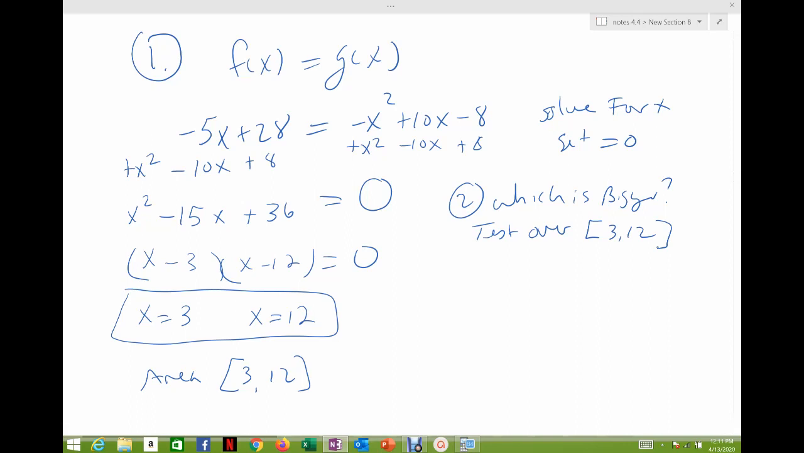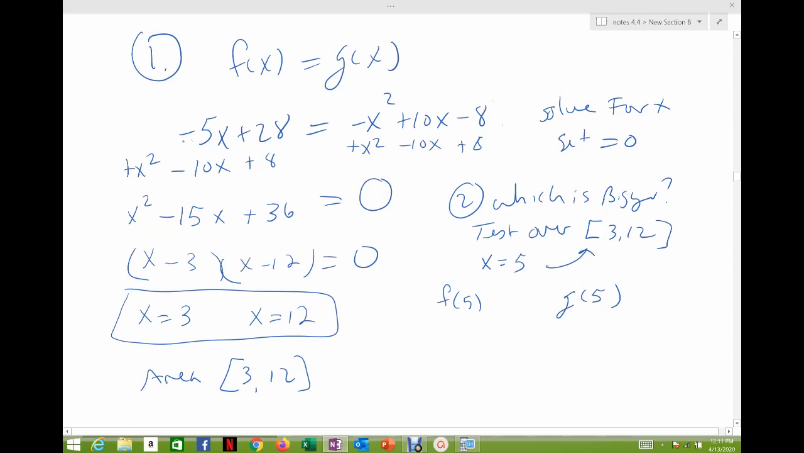So I pick a test point. X equals 5, which is in between 3 and 12, right? It's in my interval. And so I find f of 5 and g of 5 and figure out which one's bigger. I'm literally plugging 5 into my function f of x, and I'm taking 5 and plugging it into my function g of x.